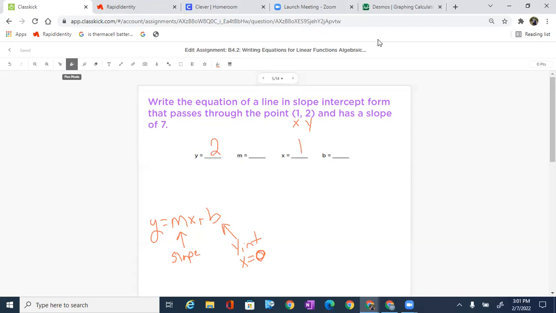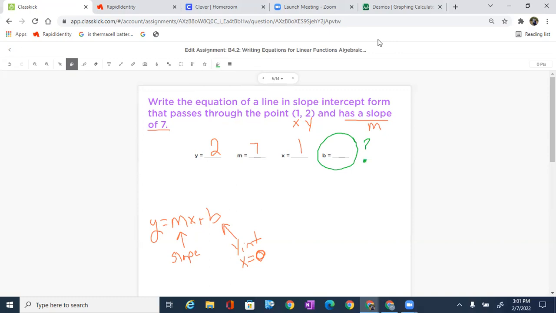And if you notice, it says has a slope of 7. Well, this is our m value, our slope. So I'm going to put 7 right here. Notice what's missing. We are missing the y-intercept. And because we're missing the y-intercept, in order to write the equation of this line, we have got to find what b is equal to. So that's what we're going to focus in on.